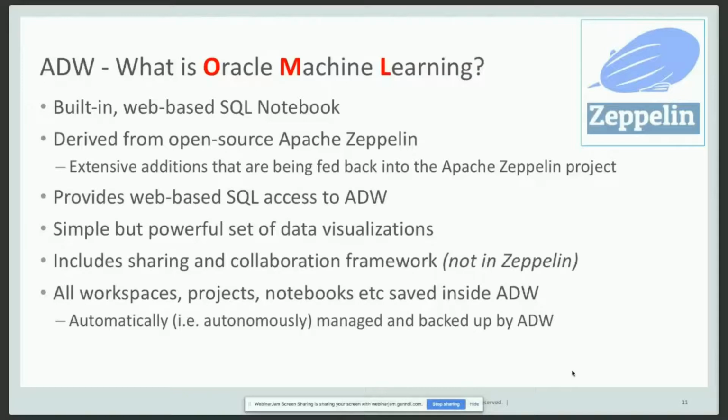All of the work that you do within OML is pushed back inside the database. So there's no need to back anything up. It's all autonomously backed up by Autonomous Data Warehouse. So you've got security there in terms of having all of your notebooks, your SQL statements, your scripts all backed up inside ADW. So it's all taken care of for you.